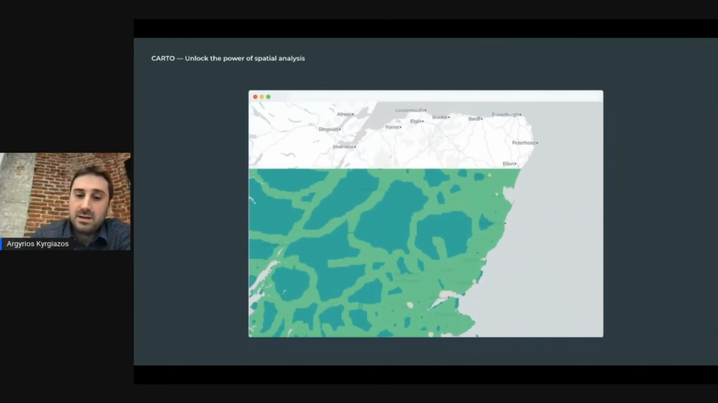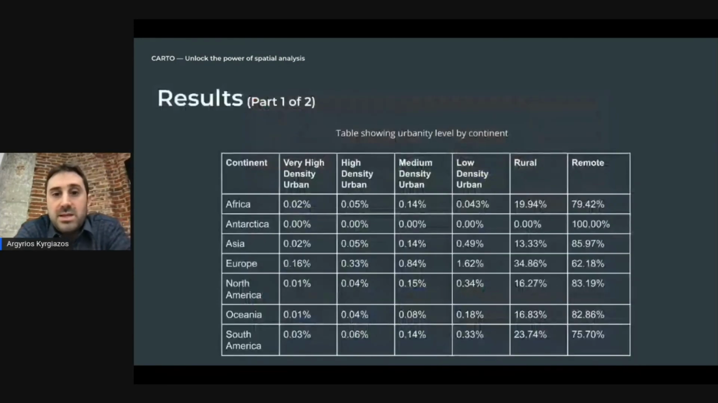Now, gathering some statistics regarding urbanity level by continent, we saw that for most of the continents the greater percentage was remote. For example, for Africa, there are too many forests, so you have many remote areas. The same for Asia, North America, and Oceania. But as we can see for Europe, which is more urbanized, we see the lowest percentage of remote areas.